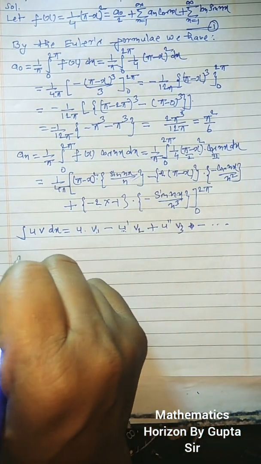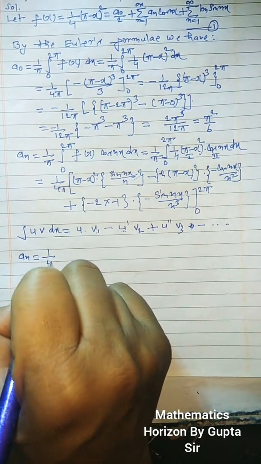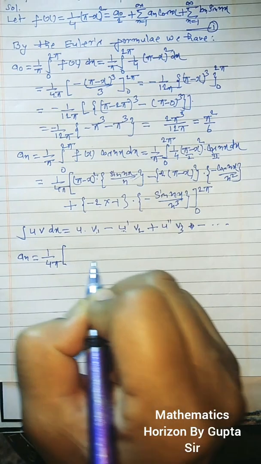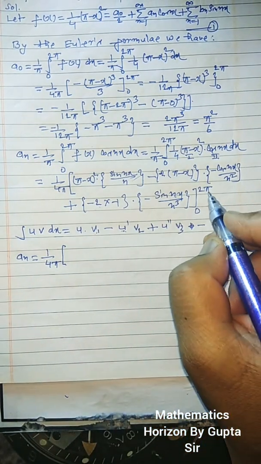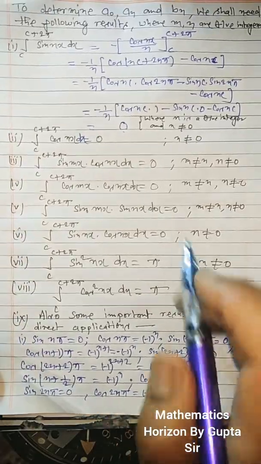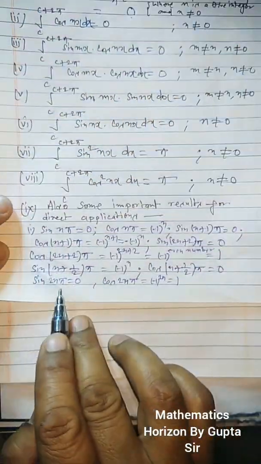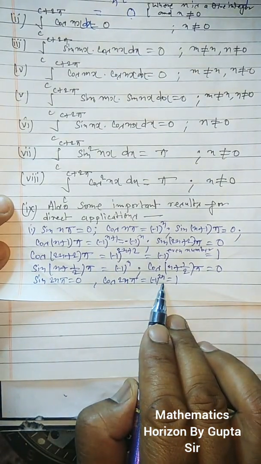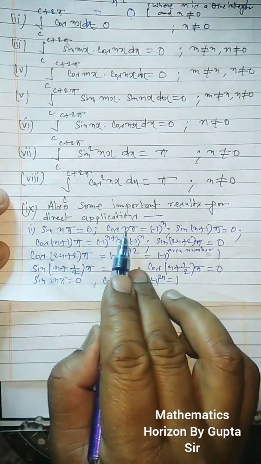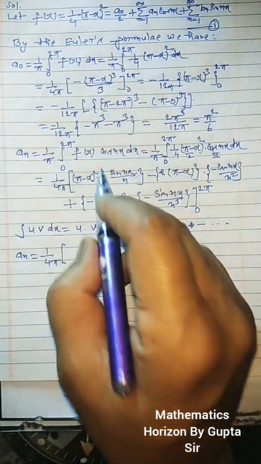Now we simplify this. An is equal to 1 upon 4 pi. Now see, upper limit is 2 pi, and we know that sine, what is the value of sin 2n pi? Sin 2n pi is 0. I already told you in my earlier classes. Sin 2n pi is 0, cos 2n pi is 1, sin n pi is 0, cos n pi is (minus 1) to the power n. We can directly put this value here.